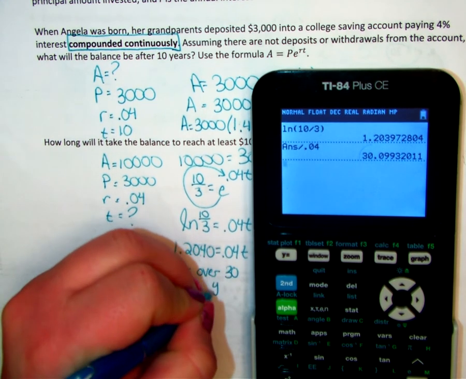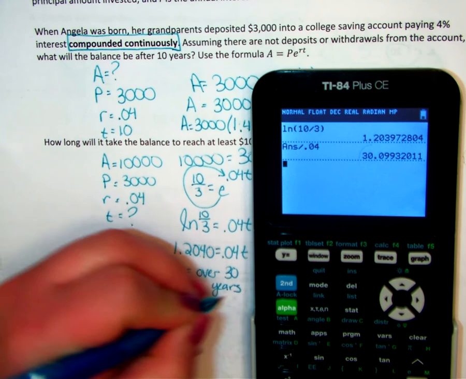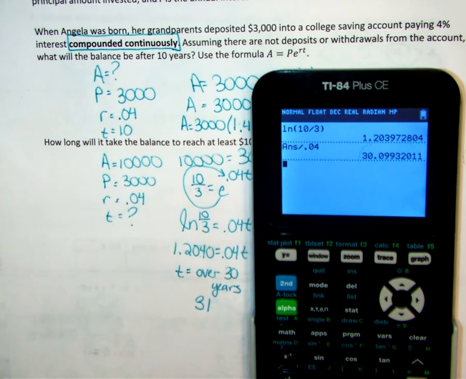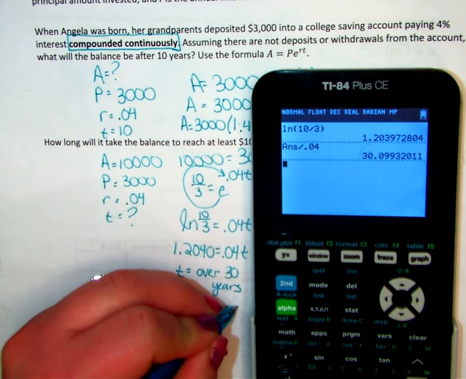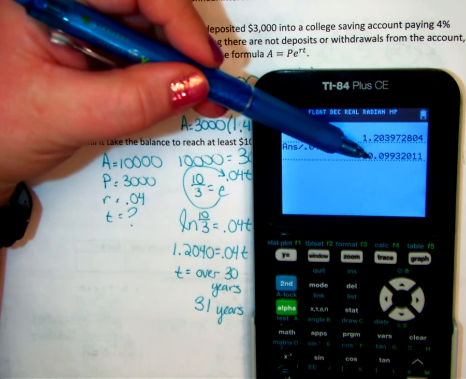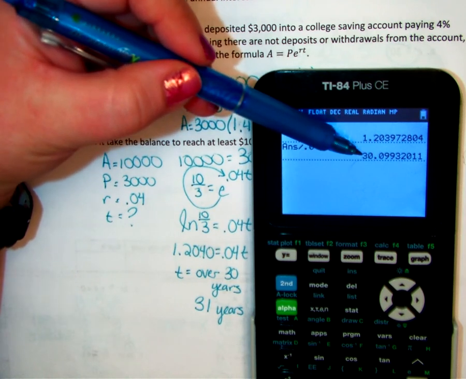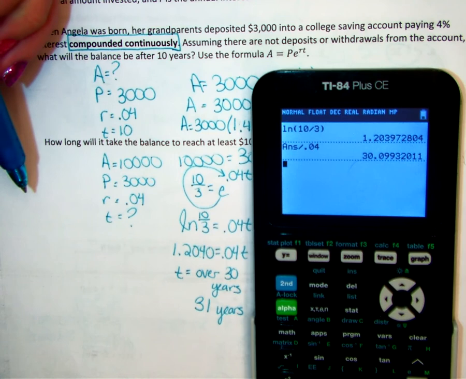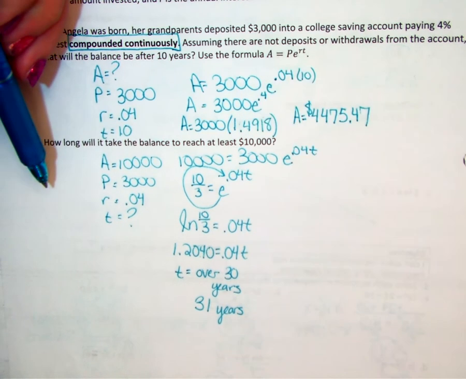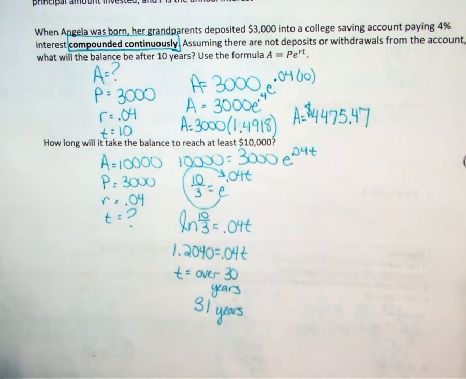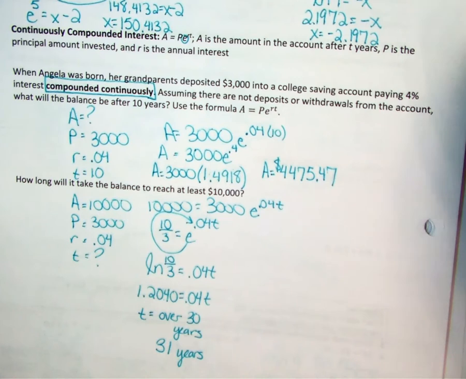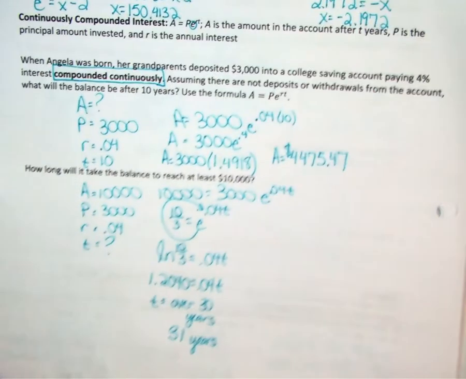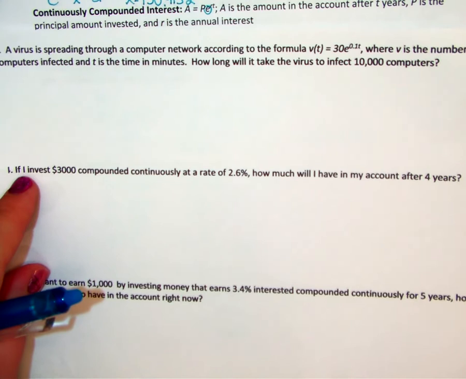So I would accept either saying over 30 years or you can say 31 years. Even though this doesn't round up to 31, we can't say that it takes 30 years because they wanted it to be at least $10,000. And 30 years would just be shy of $10,000. So the next part is the word problems that you don't actually have in your packet, but I still thought they would be good practice.